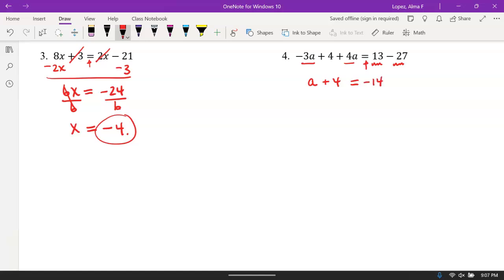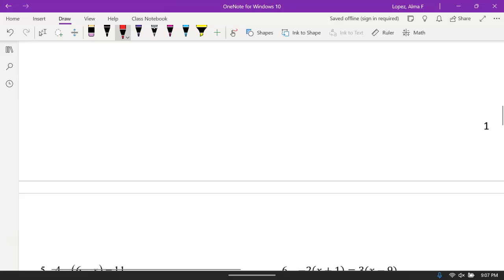Now we're ready to solve. To get the a all by itself on the left, I'm going to move the 4 over to the other side. This positive 4, though, when it goes over the equal sign, becomes a negative 4. So I get the a all by itself. That's what I wanted. And negative 14 and a minus 4 make negative 18. Let's continue.